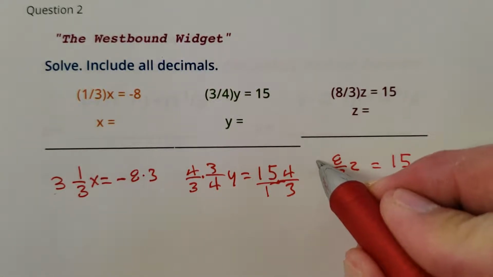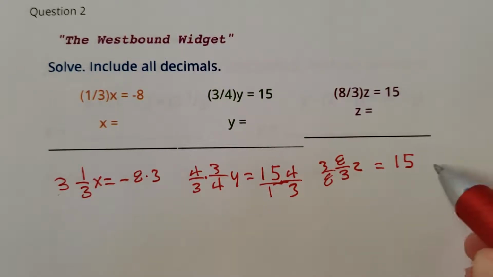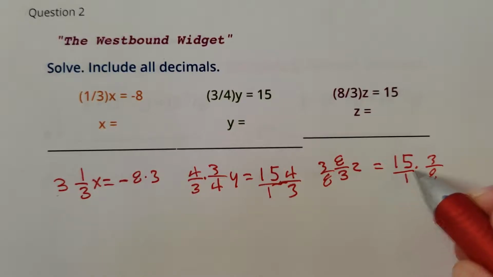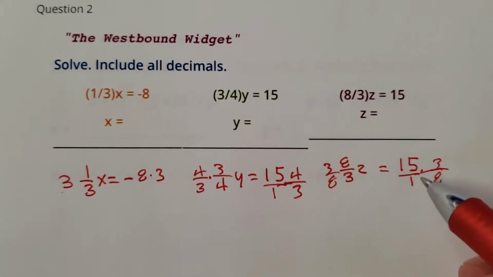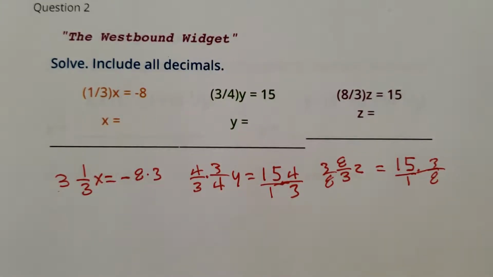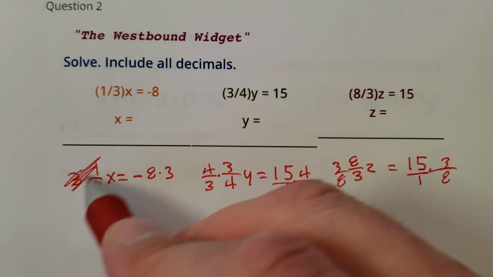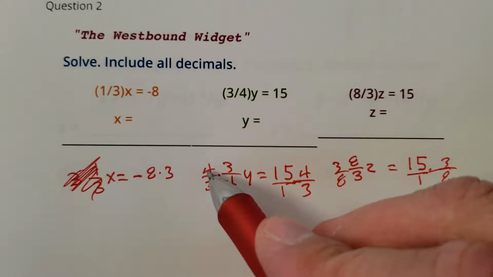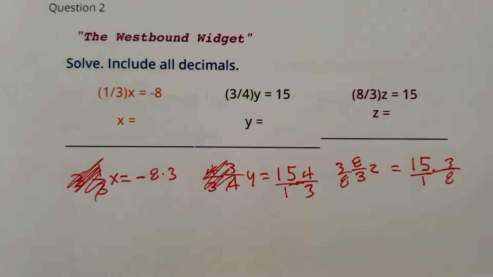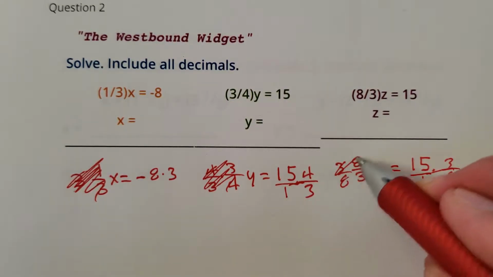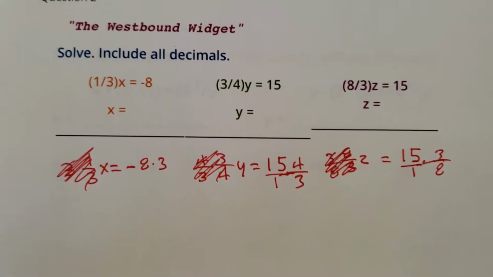I'm going to take z times a 3/8. Notice I'm kind of cheating a little bit. I'm making sure my whole number and my fraction line up to be nice when I actually do my multiplication. So what was the whole goal? 3 times 1/3 cancels. 4/3 times 3/4 cancels. 3/8 times 8/3 cancels. Okay, there we go.